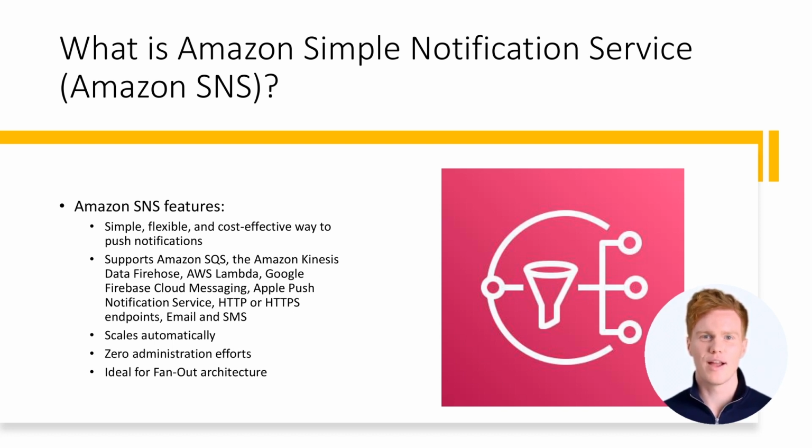Amazon SNS provides a simple, flexible, and cost-effective way to push notifications to mobile devices such as iPhones, iPad, Android, Kindle Fire, and BlackBerry, as well as desktop browsers such as Chrome and Safari. In addition, Amazon SNS can also be used to fan out notifications to other services such as Amazon SQS, Amazon Lambda, or any HTTP endpoint.